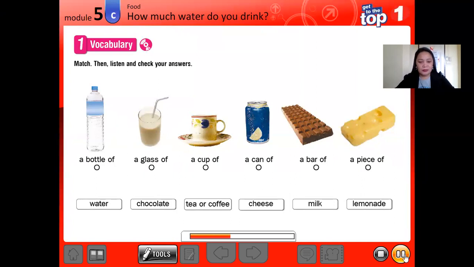A bottle of water. All right, so we have here an example, a bottle of water. So we have a line from this to the word water. Okay, let's continue. Ready?